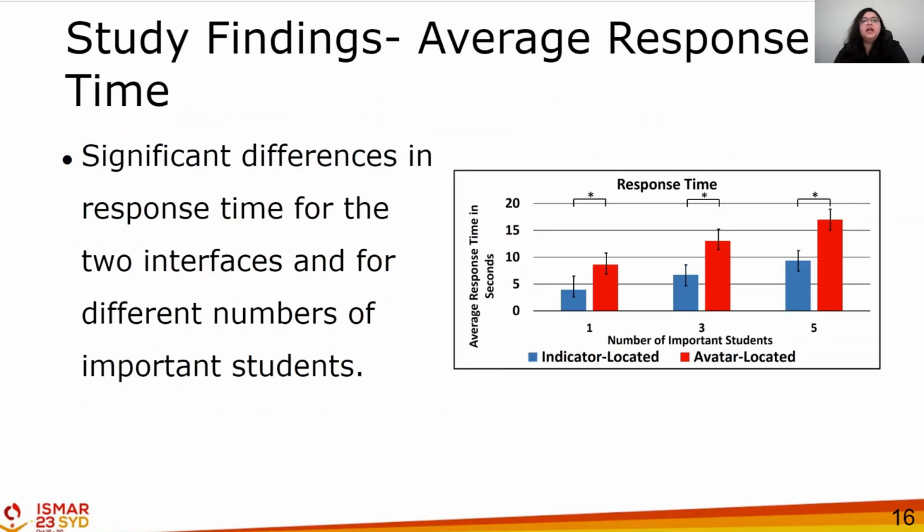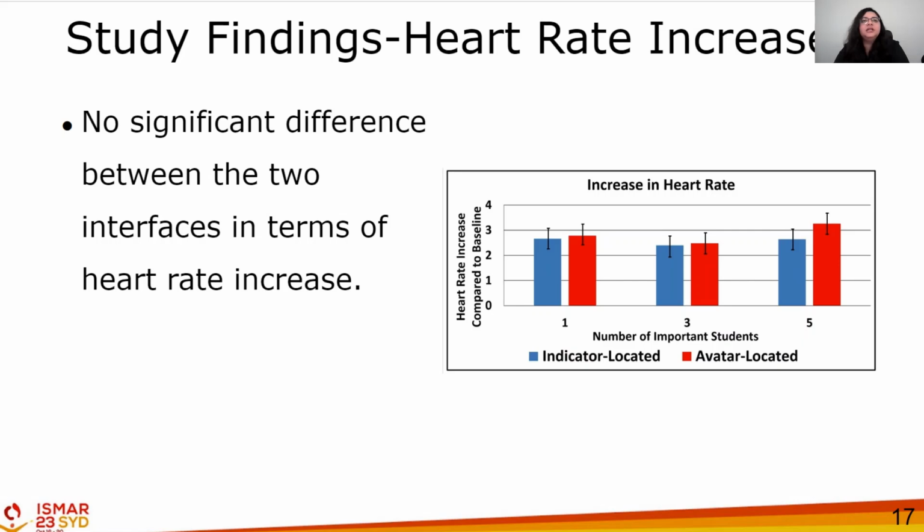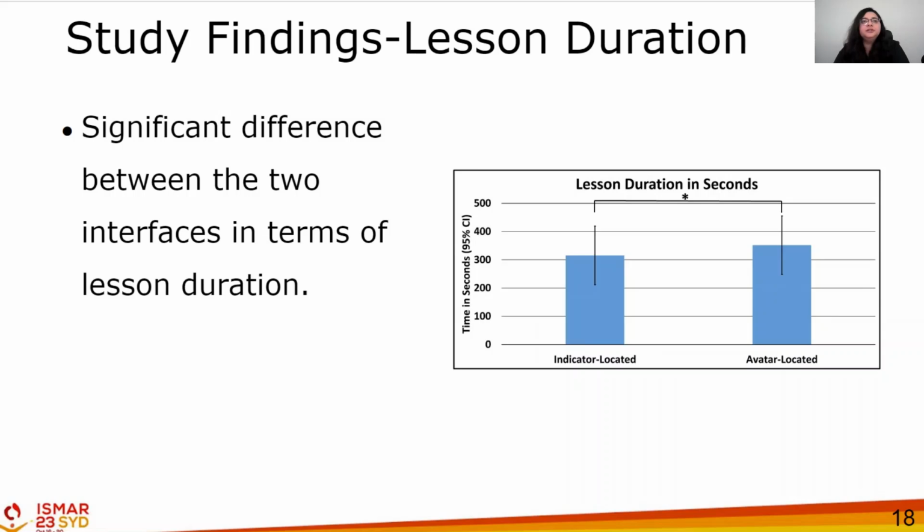The figure on the right shows the average response time for both the interfaces with increased number of important students. There were significant differences in response time for the two interfaces and for different numbers of important students. The figure shows the increase in heart rate from the baseline for each interface type. Although the average increase in heart rate was slightly higher with the avatar located interface, we found that there was no significant difference between the two interfaces and for different numbers of important students. The figure shows average lesson duration for the two interface types. The results indicate that there was a significant difference between the two interfaces in terms of lesson duration.